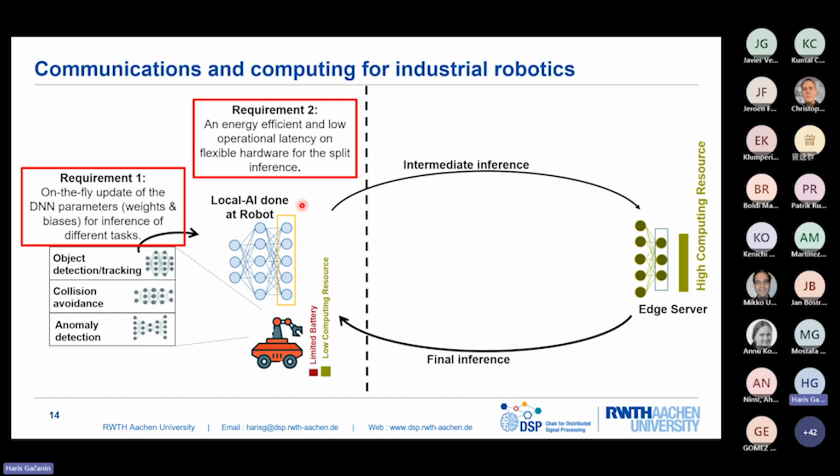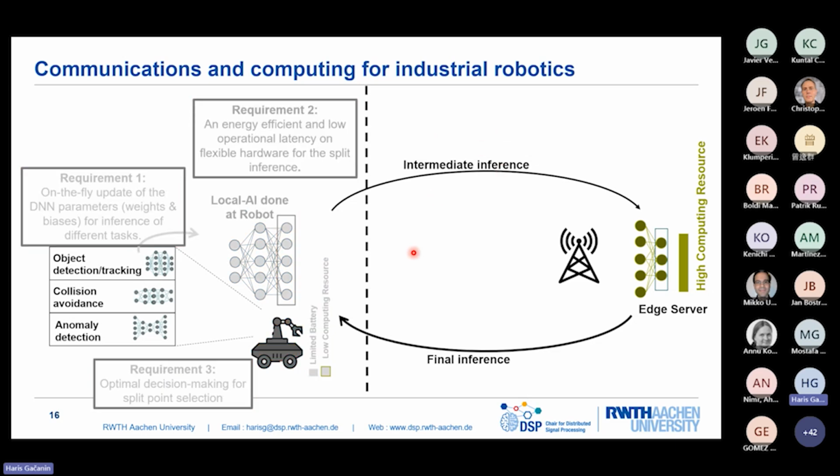Not every robot will be the same. They will be different, even from the same model of the robot. The hardware itself has certain differences. Then we are talking about decision making, right? The decision making on how and when to split, the point of the selection: which part will be done locally and which part will be done in the cloud. So these are some of the challenges that we had on the local side.